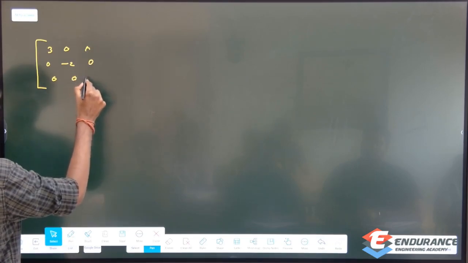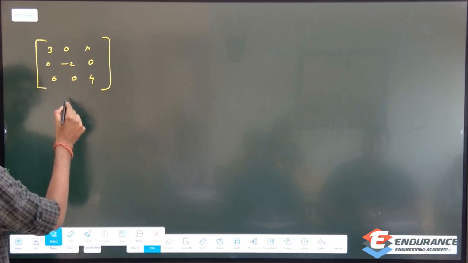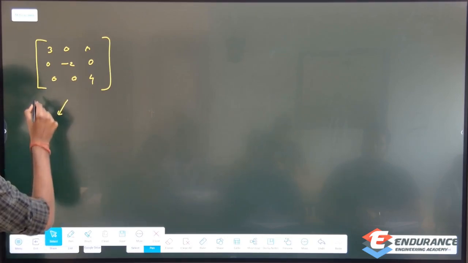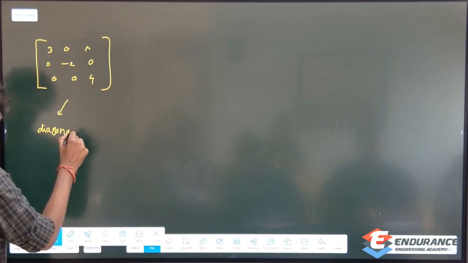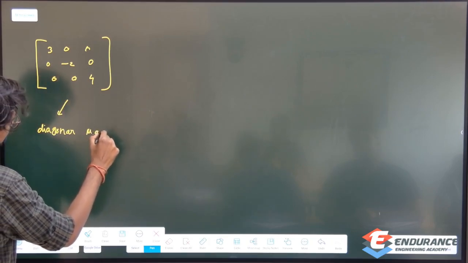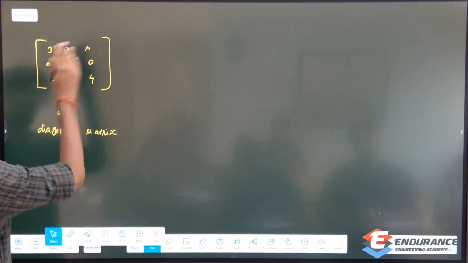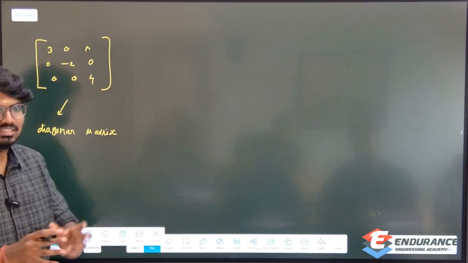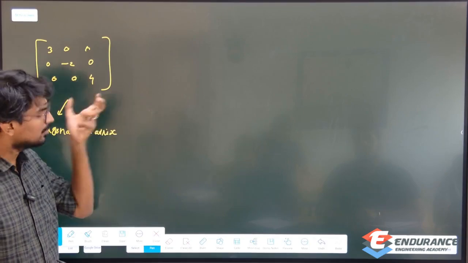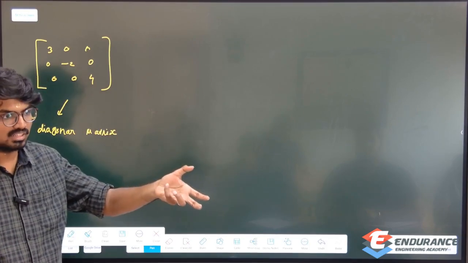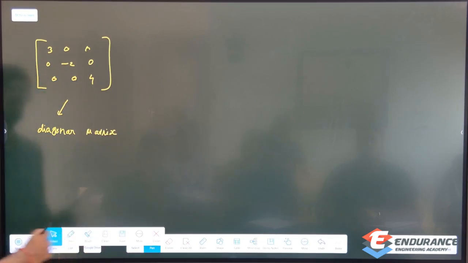This is 4. What type of matrix is it? It's a diagonal matrix. Right. See, elementary condition, in the sense, how am I going to represent this entire matrix as a single element. That is what an elementary condition is.